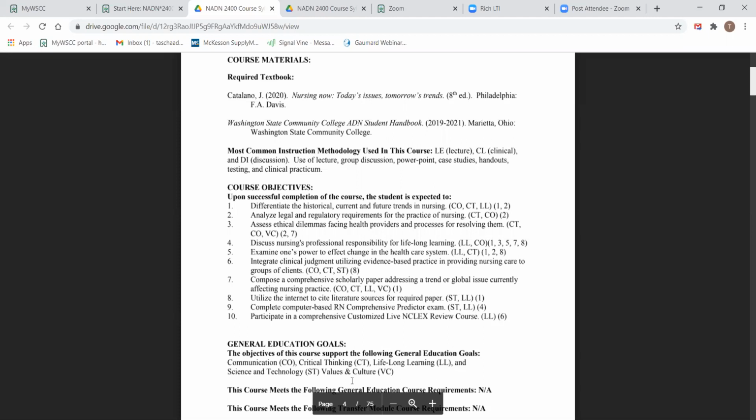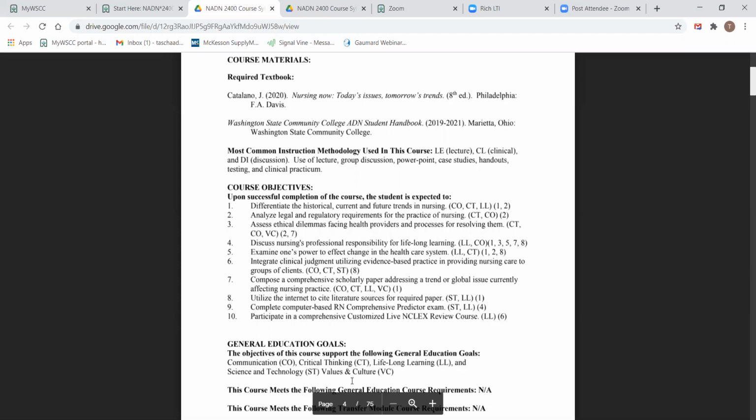We want to make sure that our future nurses know that the most current knowledge is necessary for taking good care of our patients. Examine one's power to affect change in the healthcare system, integrate clinical judgment utilizing evidence-based practice and providing nursing care to groups of clients. Again, evidence-based practice drives the care that we provide our patients.